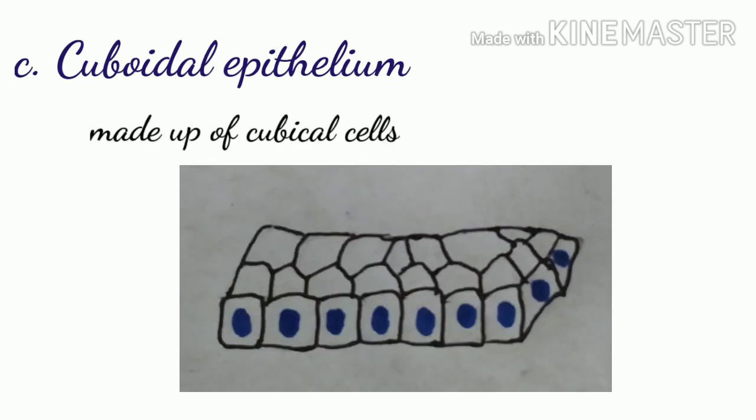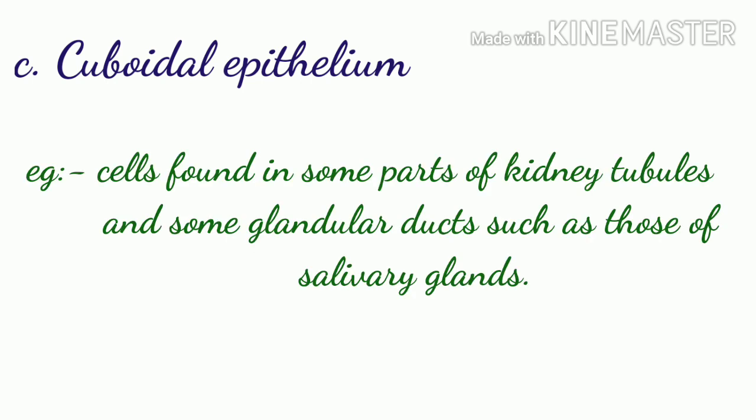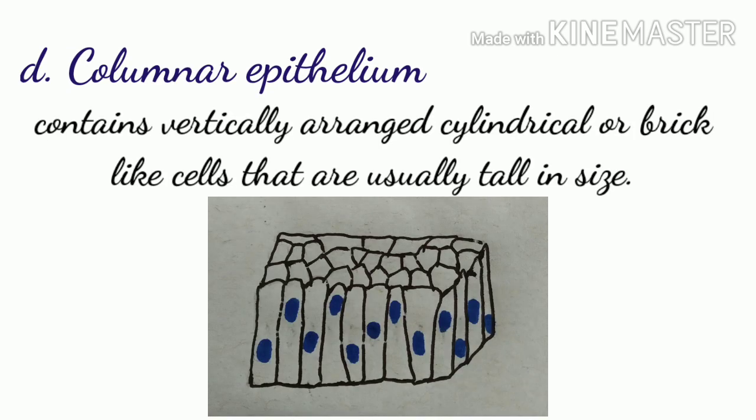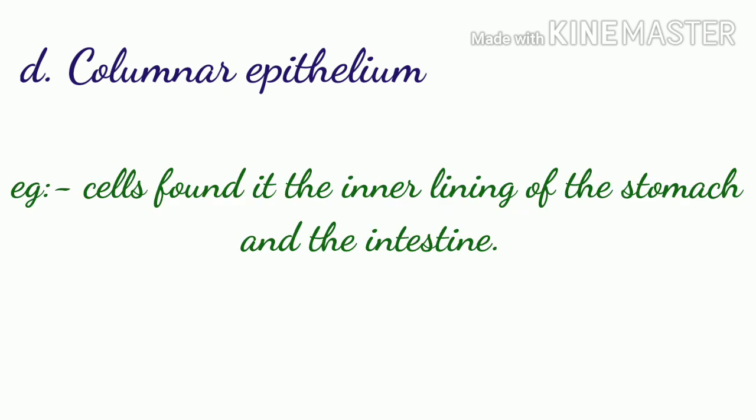The cuboidal epithelium is made up of cubical cells. The cuboidal epithelium is found in some parts of kidney tubules and in some glandular ducts such as those of salivary glands. The columnar epithelium contains vertically arranged cylindrical or brick-like cells. These cells are usually tall in size. Columnar epithelium is generally found in the inner lining of stomach and intestines.